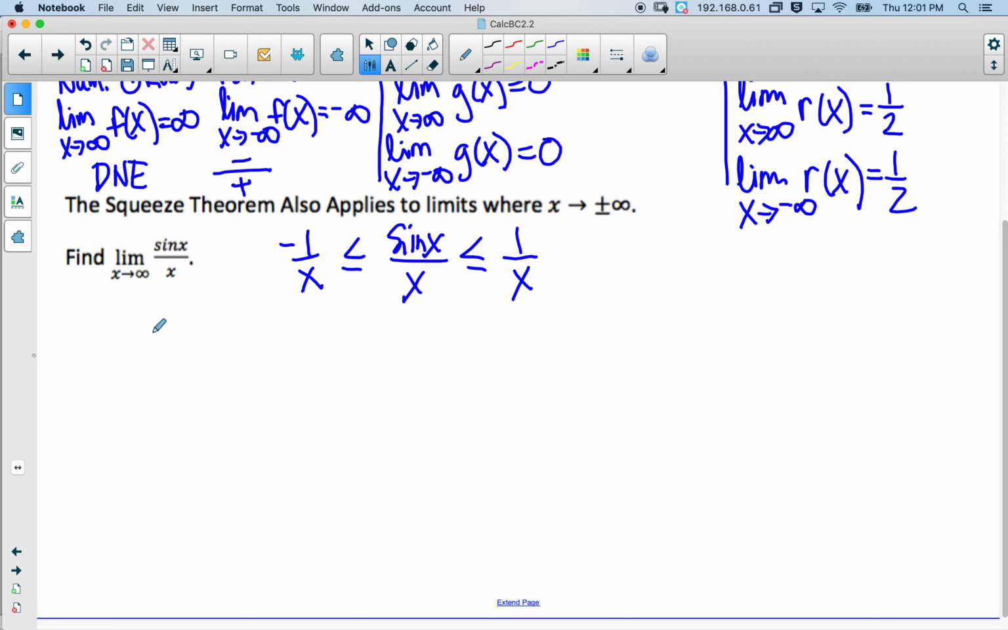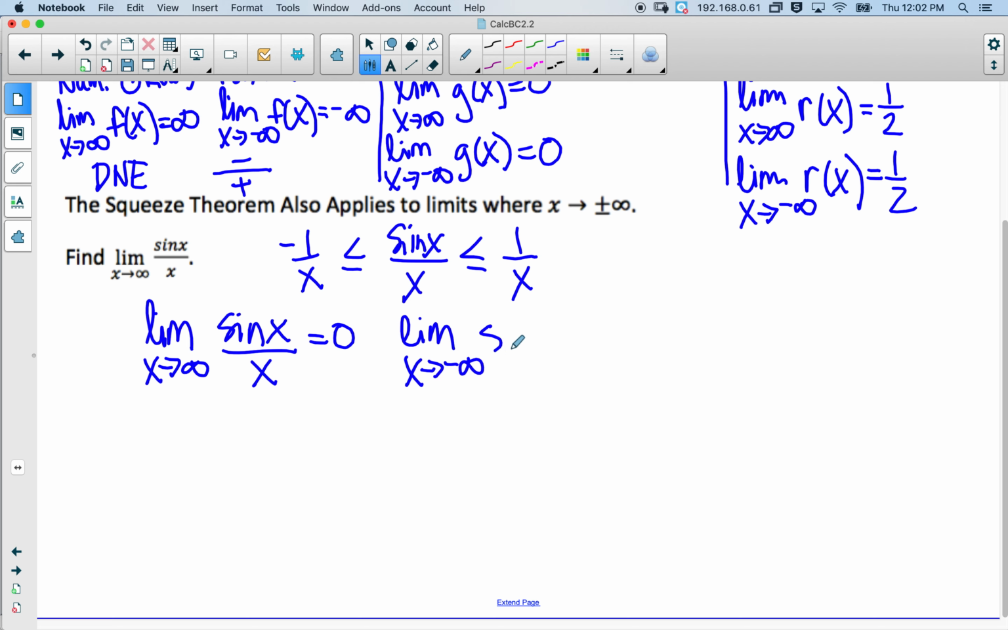So therefore, we know that the limit as x approaches infinity of sine x over x is equal to 0, and the limit as x approaches negative infinity of sine x over x is also equal to 0.